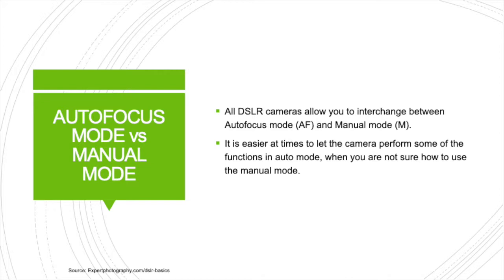Autofocus mode versus manual mode. All DSLR cameras allow you to interchange between autofocus mode, known as AF, and manual mode, known as M. It is easier at times to let the camera perform some of the functions in auto mode when you're not sure how to use the manual mode.